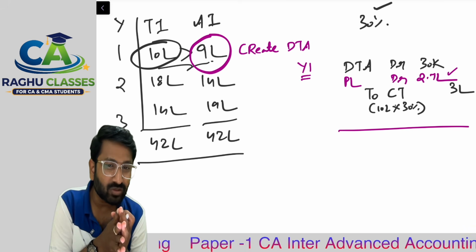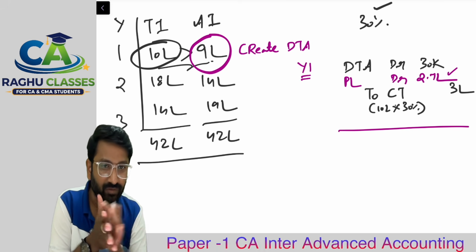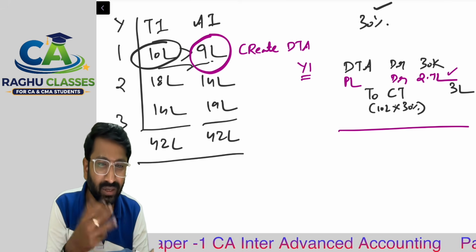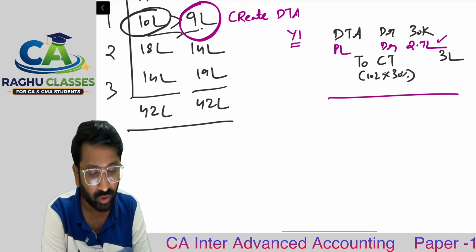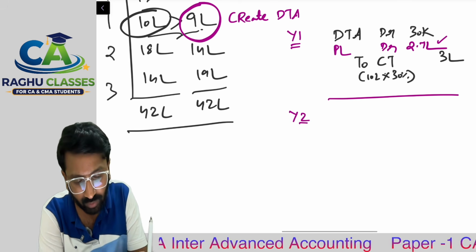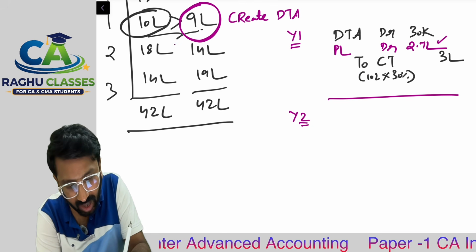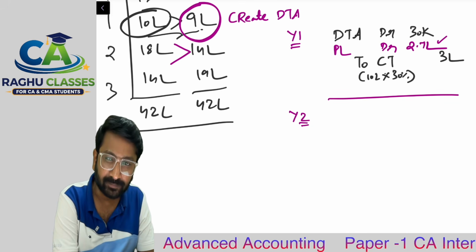So that is the reason I'm asking you to take the P&L as a balancing figure. Clear? Now, why that happens, we'll understand in the coming examples. Anyway, now moving on to year 2. If you look at year 2, again my taxable income is only greater.